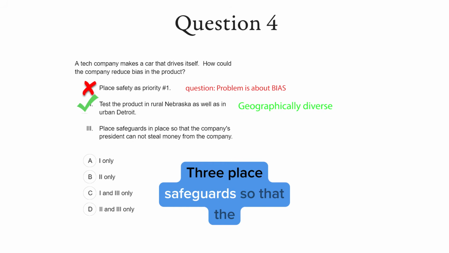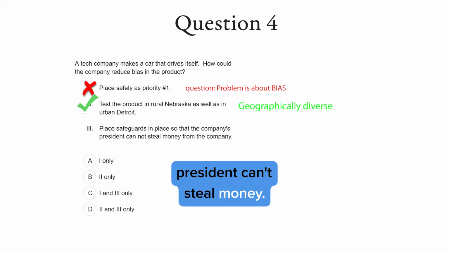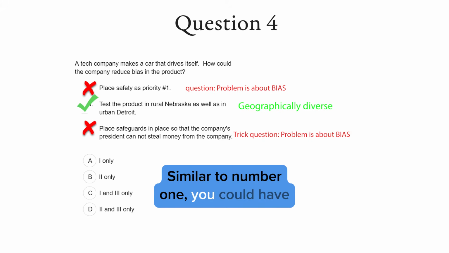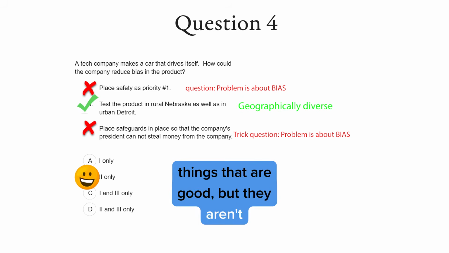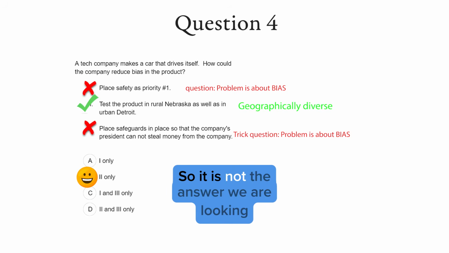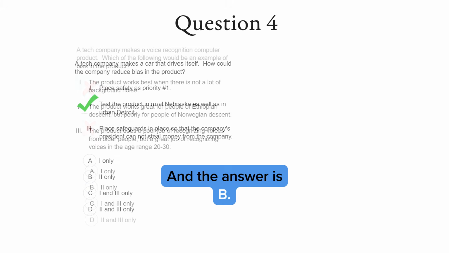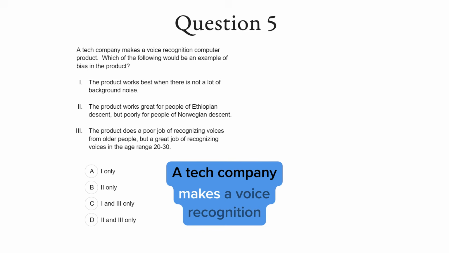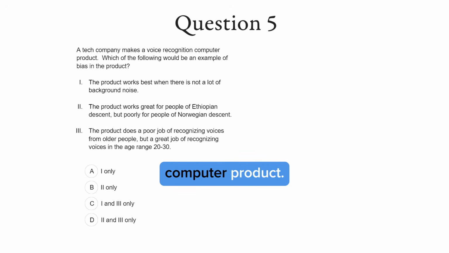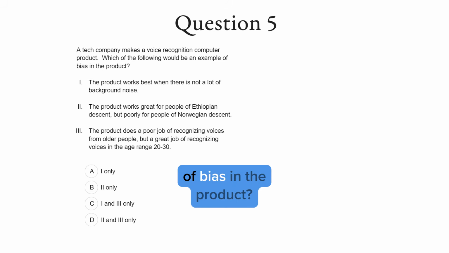3, place safeguards so that the president can't steal money. This is a trick question similar to number 1. You could have things that are good, but they aren't necessarily about bias. So it is not the answer we are looking for. So only 2 is true, and the answer is B. Next question. A tech company makes a voice recognition computer product. Which of the following is an example of bias in the product?